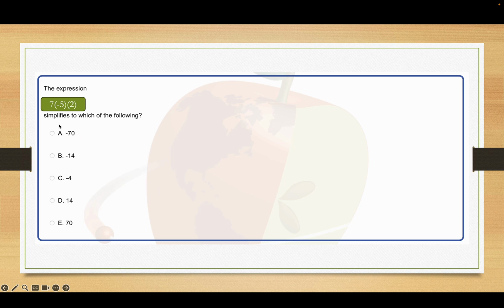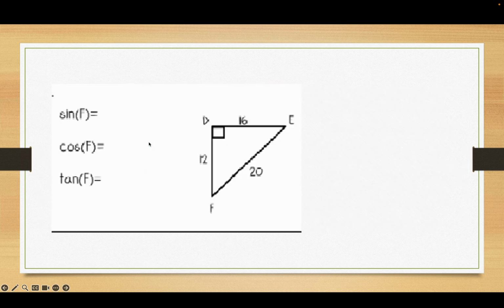Okay, so 7 times -5 is -35, times 2 is -70. Remember, every time you multiply by a negative, you change the previous sign. So 7 was positive, I multiplied by a negative, that made it -35. Then I multiplied by a positive, it keeps the sign the same. So -35 times 2 is -70.